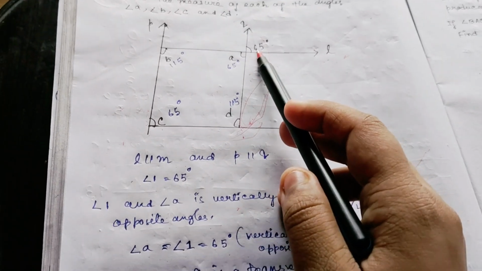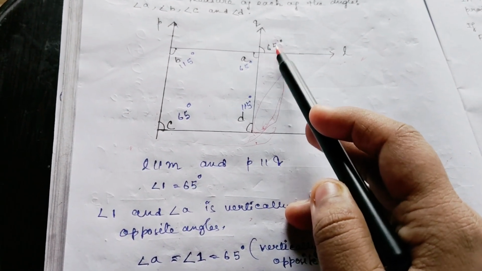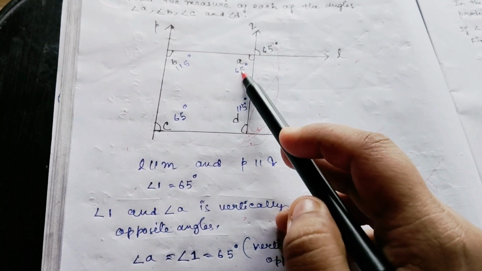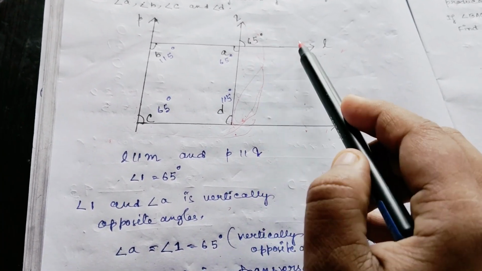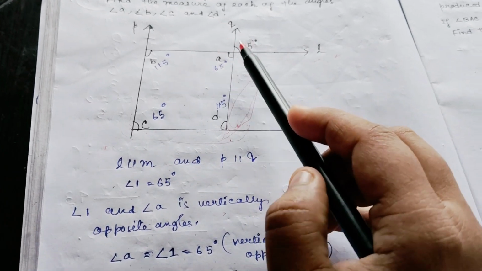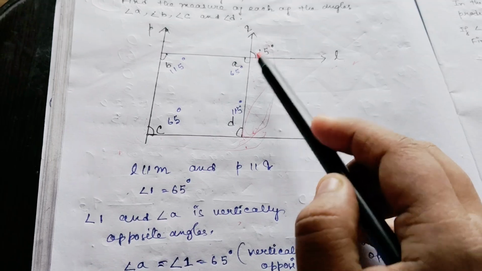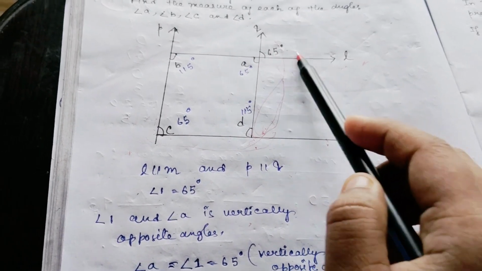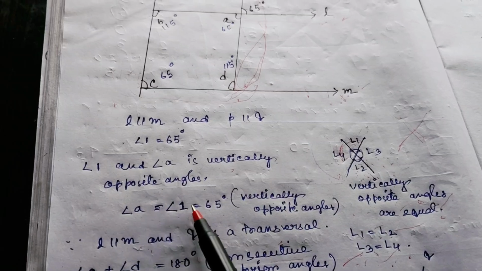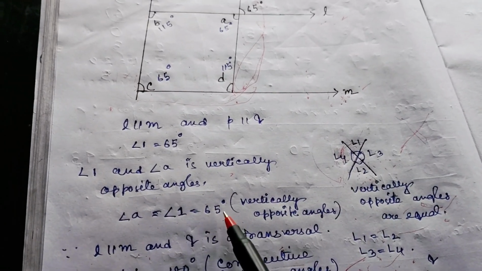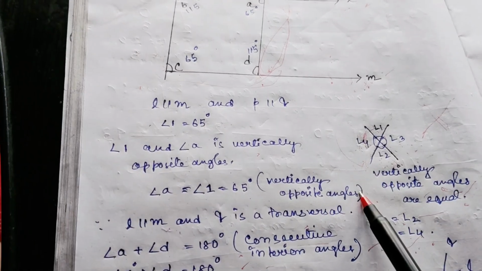Same as this diagram, angle A and angle 65 degrees are vertically opposite angles. How? Because these two lines Q and L are bisecting each other. So that's why I have written here angle A is equal to angle 1, angle 1 is equal to 65 degrees, and the reason will be vertically opposite angles.